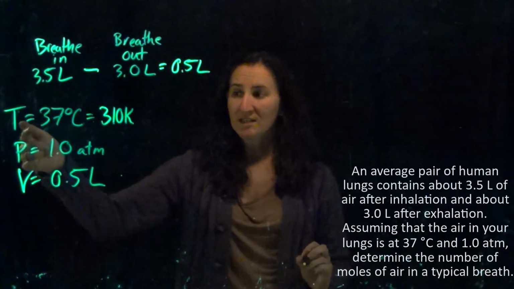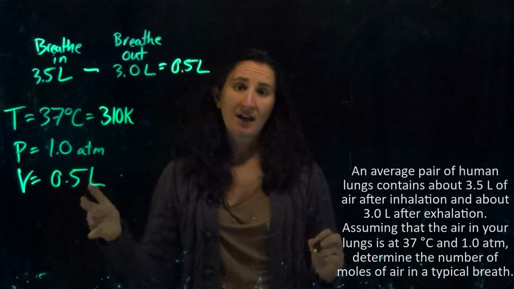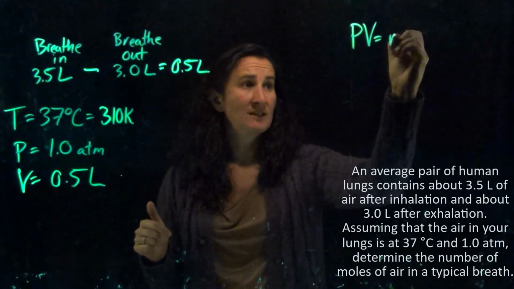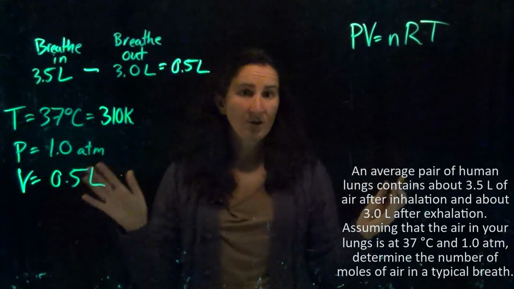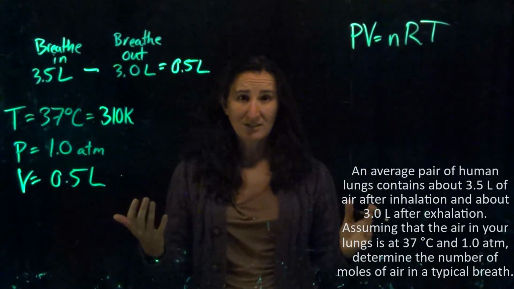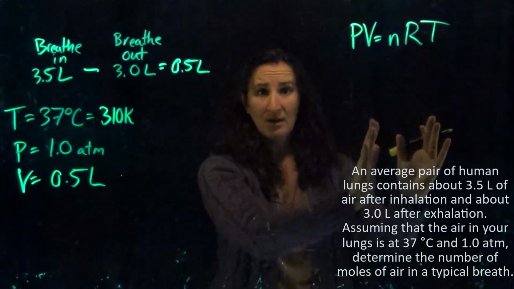So if I have one temperature, one pressure, and one volume, that should tell you that you should probably use the ideal gas law. PV equals nRT. But how do I know? That's the one question I get the most from students. How do I know what equation to use? I let the things that I've identified as my variables dictate my equation.